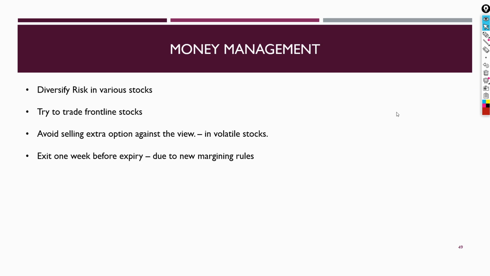Next point is to have positions in multiple stocks. To have diversified risk, you can have a few bearish stocks and a few bullish stocks, a mix of that. That way you have a diversified portfolio.